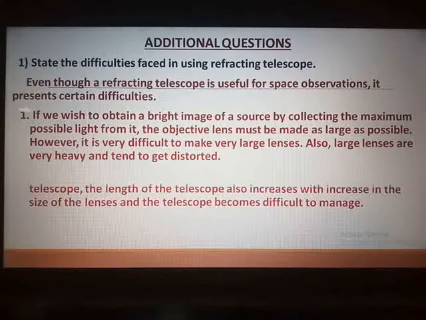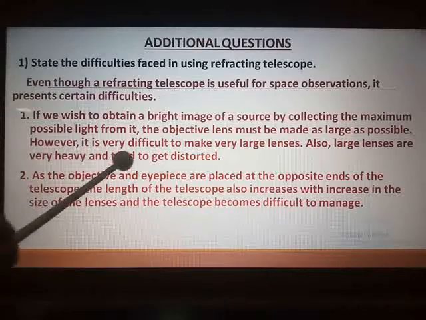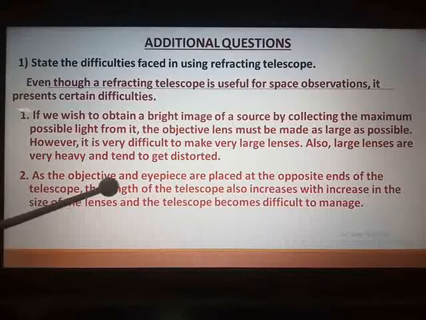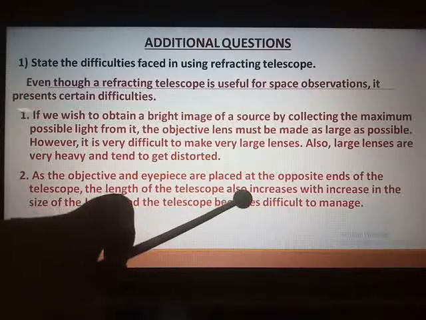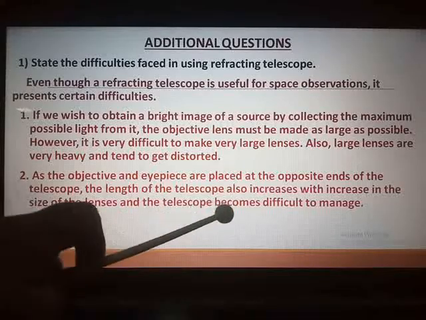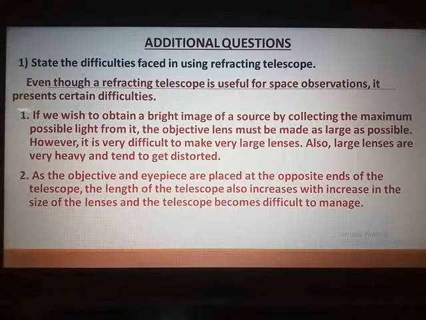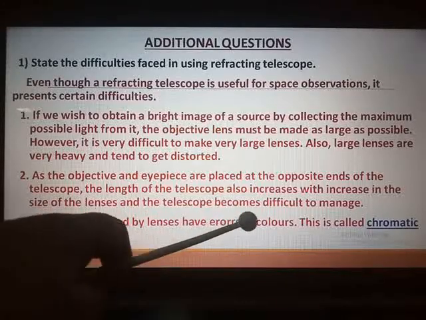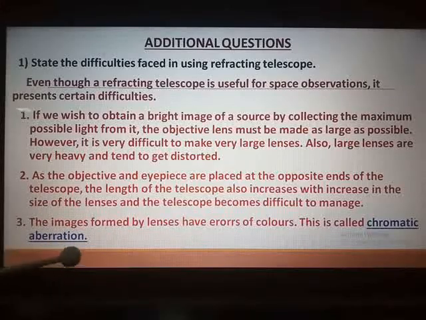Second point, as the objective and eyepiece are placed at the opposite ends of the telescope, the length of the telescope also increases with increase in the size of the lenses, and the telescope becomes difficult to manage. Third one, the images formed by lenses have errors of colors. This is called chromatic aberration.